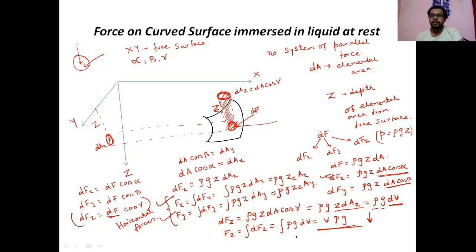So for the horizontal force, you just project it and you get the horizontal force on both surfaces. If you project on the YZ plane, you get one horizontal force. If you project on the XZ plane, you get another horizontal force. And in the case of the vertical force, you have seen that it is the weight of the liquid supported by the curved surface up to the free surface level. That is the interesting consideration here.